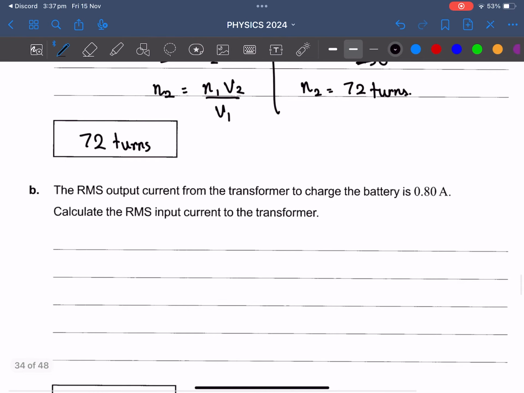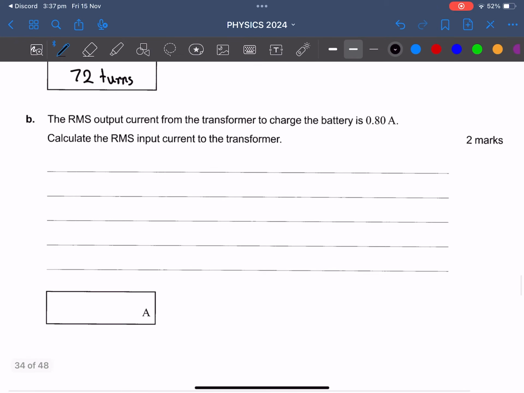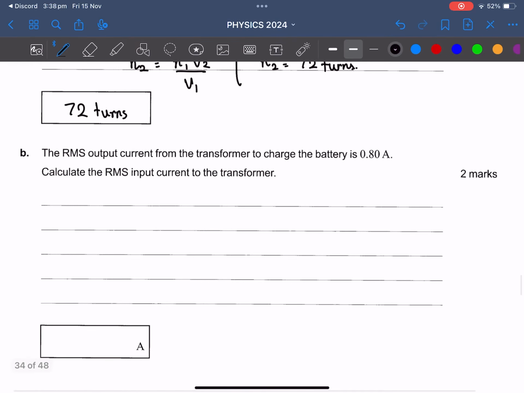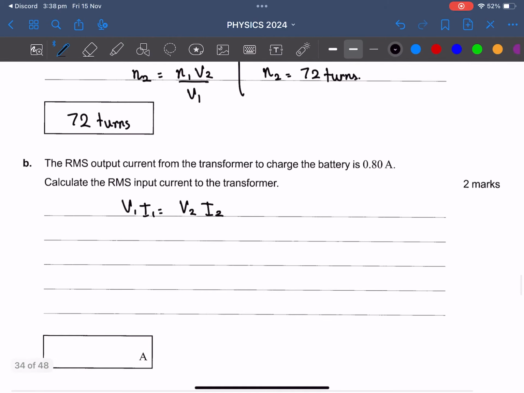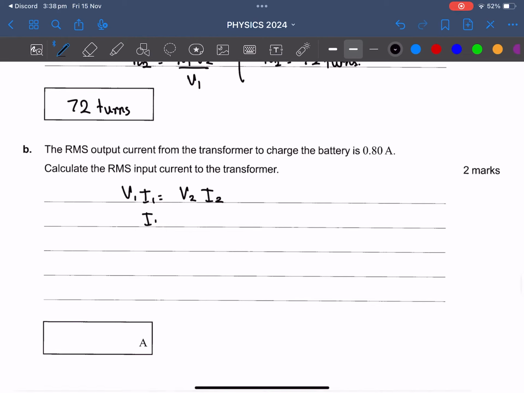Okay, the RMS output current from the transformer to charge the battery is 0.80 amps. Calculate the RMS input current to the transformer. So if everything is in RMS, we can just use V1 I1 equals V2 I2. What we are finding is the input current. So I1 equals V2 I2 divided by V1.